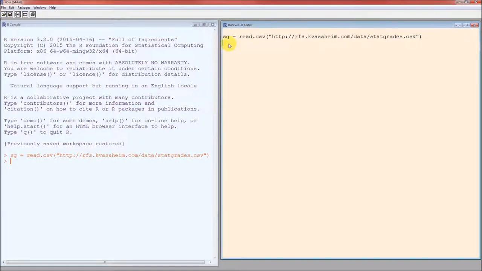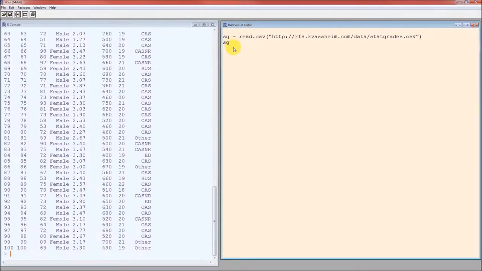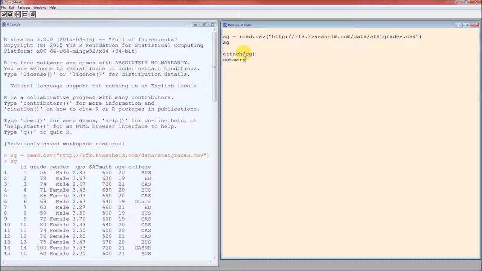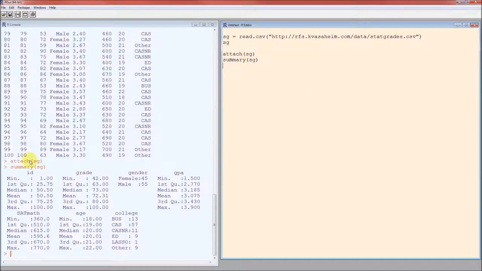Okay, let's make sure we got the data in there correctly just by typing the name of the data set and entering it. Looks like everything's in here fine. I can live with that. We'll go ahead and attach the data set just to make things nice for us and have a sample of the data set. So we attached it, no problems.